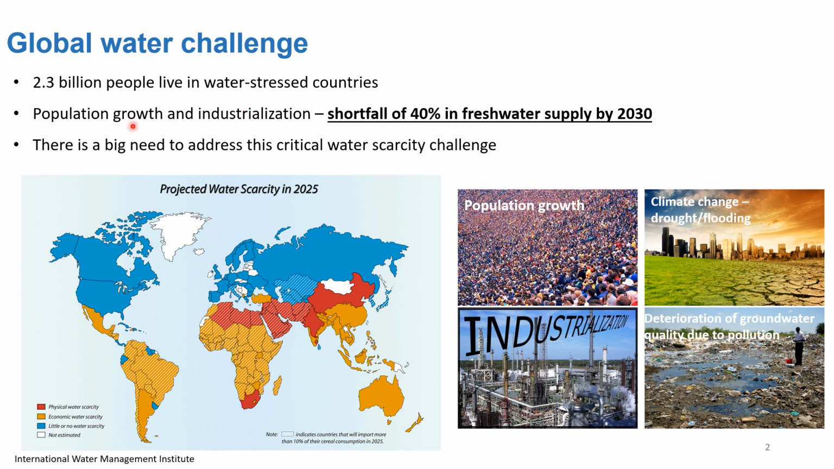This is mainly because of the rapid population growth and industrialization, resulting in unsustainable use of fresh water as well as deterioration of freshwater supplies due to man-made pollution. It is expected that there will be a shortfall of 40% in freshwater supply by the year 2030. And so this is a very critical issue that needs to be urgently addressed.